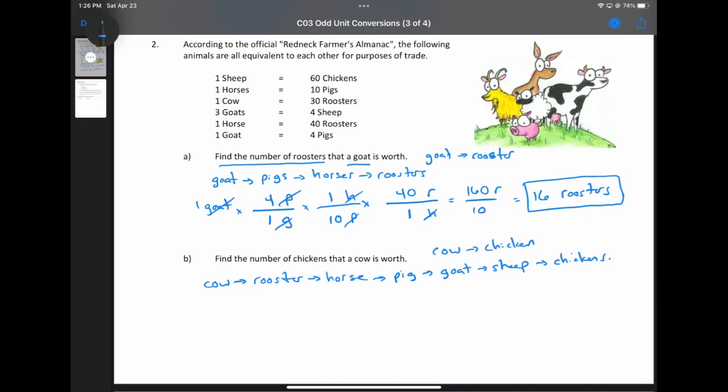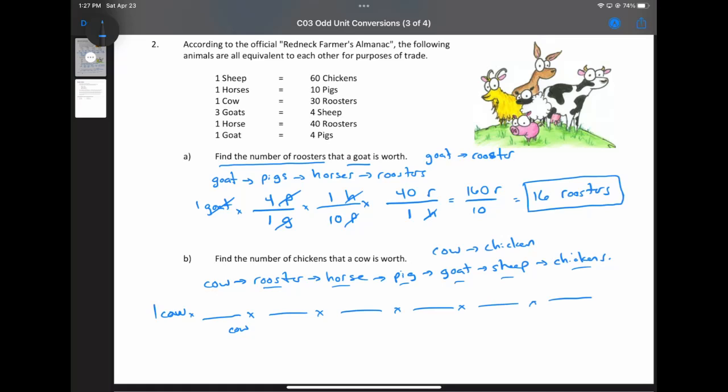Okay, so that's a relatively long chain, but either way, it got us from cows to chickens, which is what we wanted. So now we just set this up. 1 cow. And from there, we're going to have 1, 2, 3, 4, 5, 6 fractions. And again, I think we can probably, for the most part, just use first letters. I think cow and chicken are the only 2 that both start with C. So we'll just write those out a little longer.